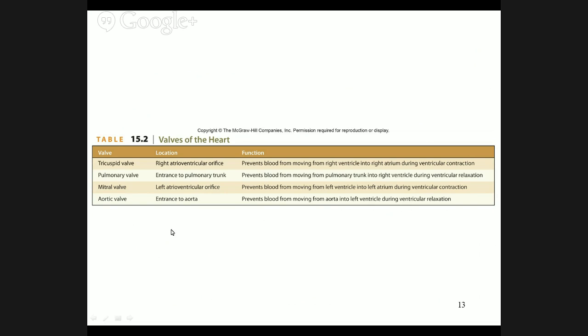The mitral valve is located at the left atrioventricular orifice. It prevents blood from moving from the left ventricle back into the left atrium during ventricular contraction. And the aortic valve at the entrance to the aorta prevents blood from moving from the aorta back into the left ventricle during ventricular relaxation.